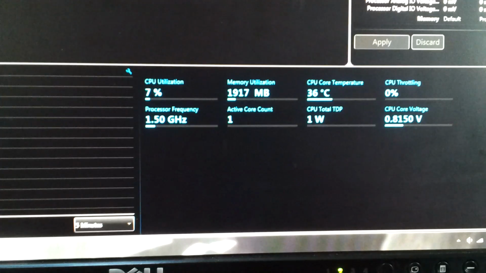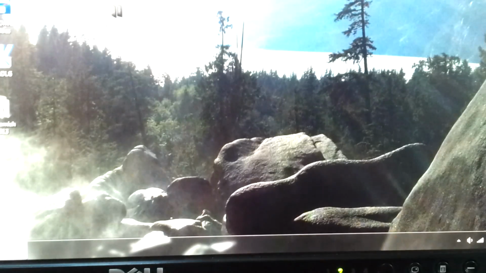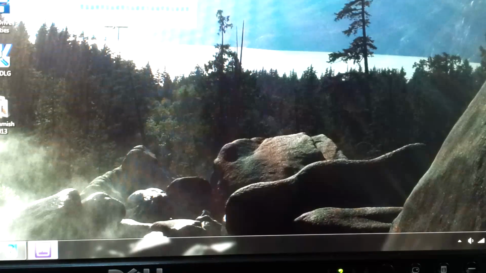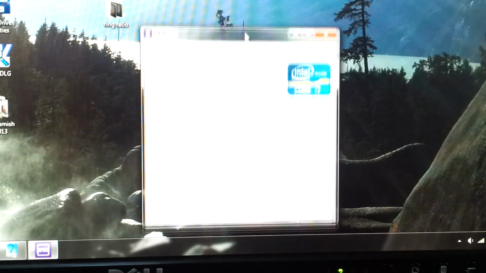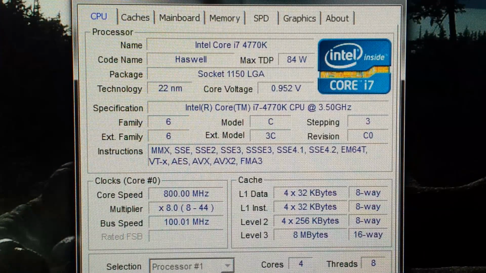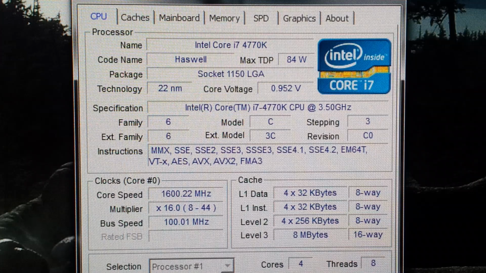So you can see what we're reporting now. We're reporting voltages as low as 0.7 volts. You can see our CPU utilization is at 8, 9, 10%, right? So it's jumping around a little bit. I will show you the CPU Z here. And this usually tells us that it's dropping down to 800 megahertz. So that's what the core frequency is really doing.